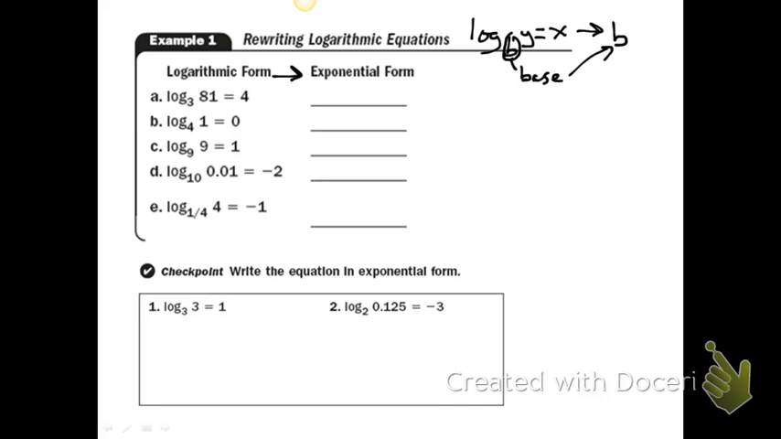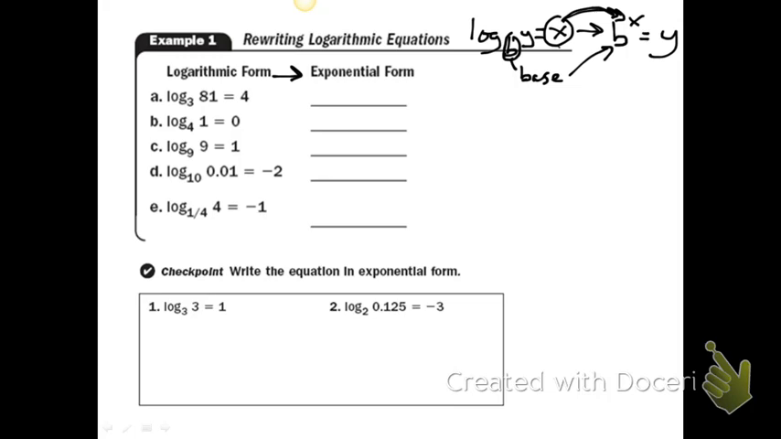But remember, logs are equal to exponents, so this is the exponent. It's the base raised to that power that the log is equal to y. So the easiest thing for me, again, is always to start with the base, and I know the exponent of the base is what the log is equal to. So that's what I put up at the top. Let's see if we can rewrite a few here. I'm going to do all of these in detail.